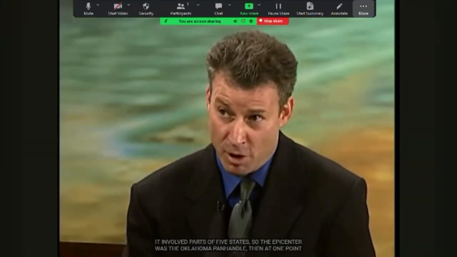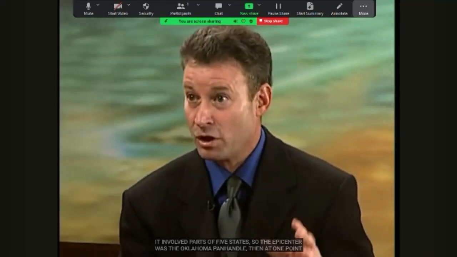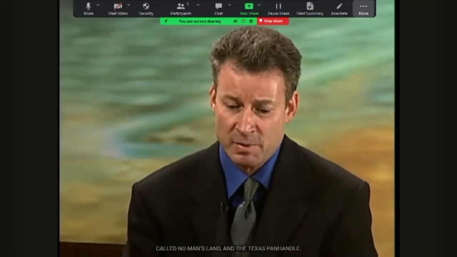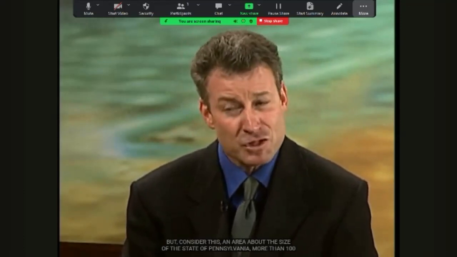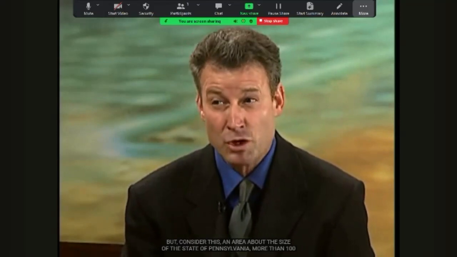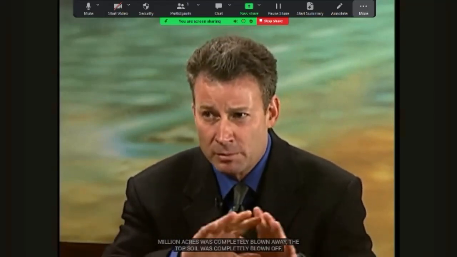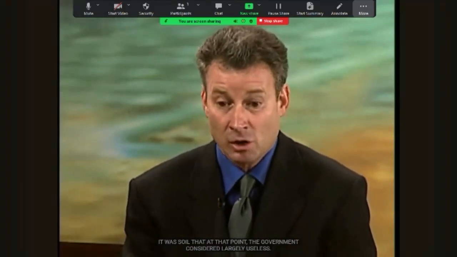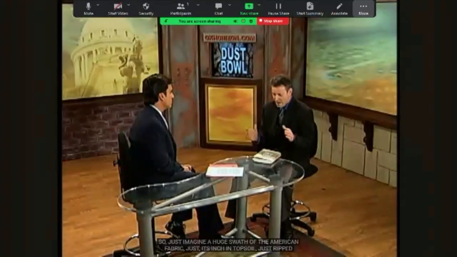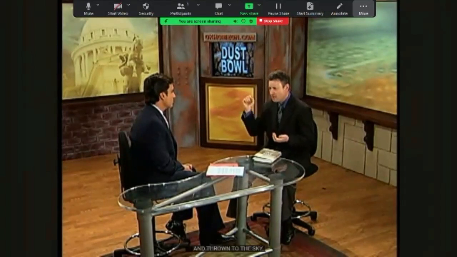It involved parts of 5 states, although the epicenter was the Oklahoma Panhandle, then at one point called No Man's Land, and the Texas Panhandle. But consider this, an area about the size of the state of Pennsylvania, more than 100 million acres, was completely blown away. The topsoil was completely blown off. It was soil that the government at that point considered largely useless.